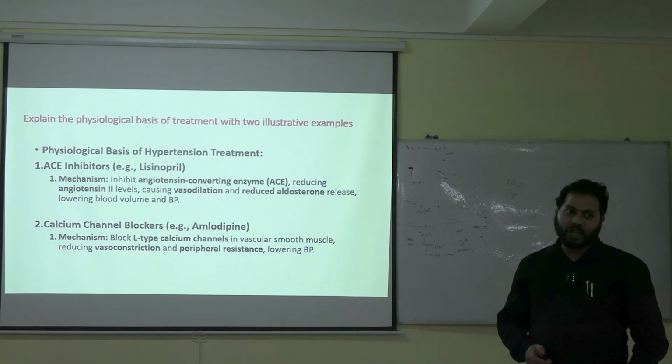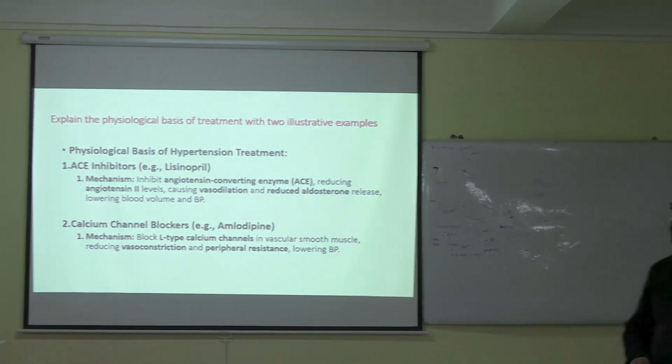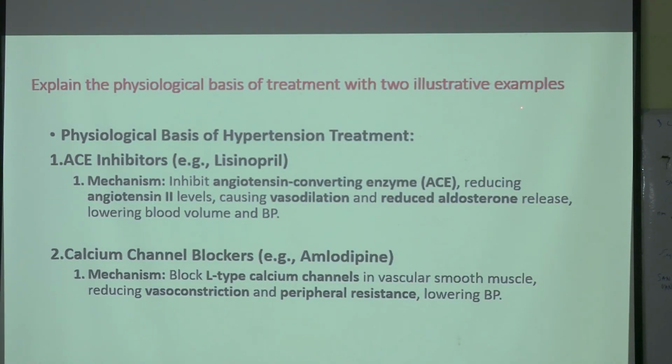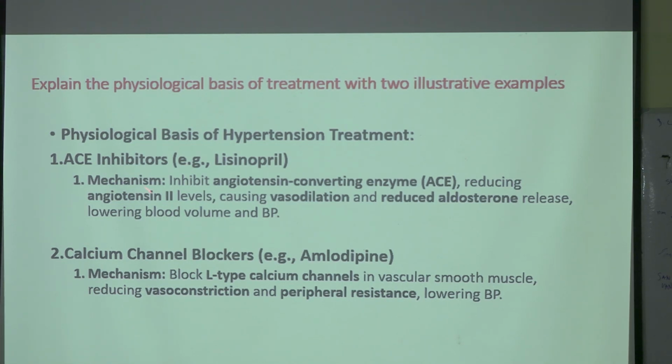Now the next question given, based on the information given in the case: explain the physiological basis of treatments with 2 illustrative examples. Yes, we have the proper treatment strategies for hypertension. So the most important are ACE inhibitors and calcium channel blockers. Now we will see how these ACE inhibitors help in the treatment process, or what is the exact mechanism of these ACE inhibitors.